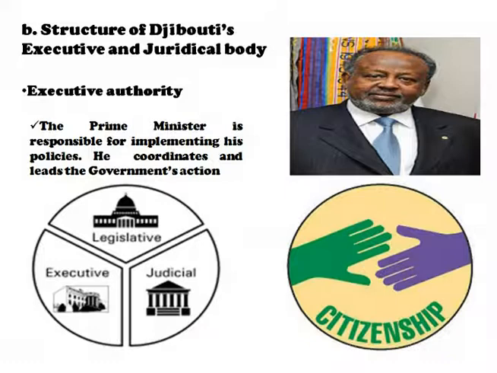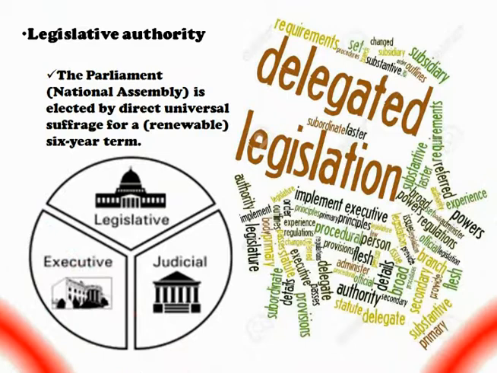Under executive authority, the President of the Republic is elected for a 5-year term by direct universal suffrage in a majority vote over two rounds. He is eligible for re-election and must be of Djiboutian nationality, be in possession of his civic and political rights, and be at least 40 and no more than 75 years old on the date when he registers his candidacy. Under legislative authority, the National Assembly is elected by direct universal suffrage for a renewable 6-year term.